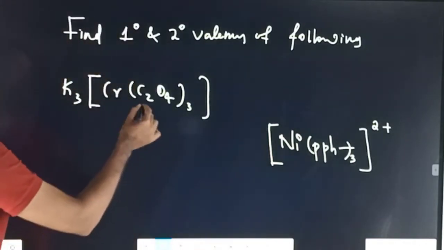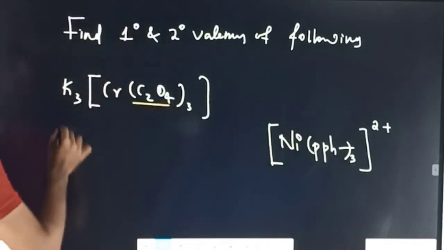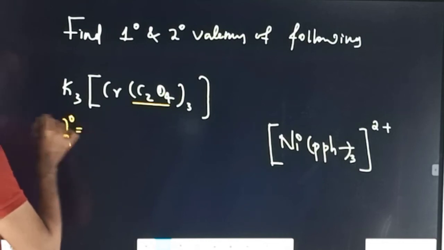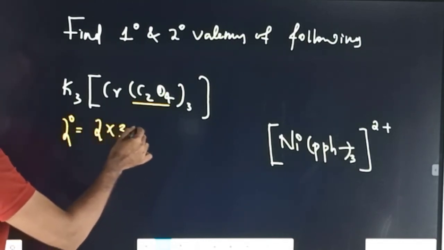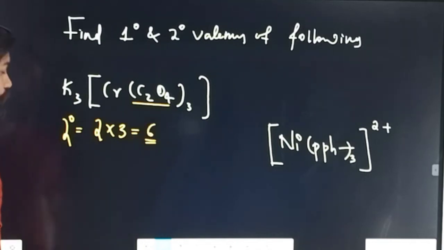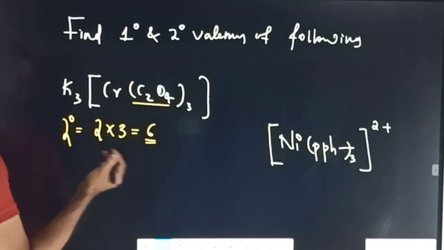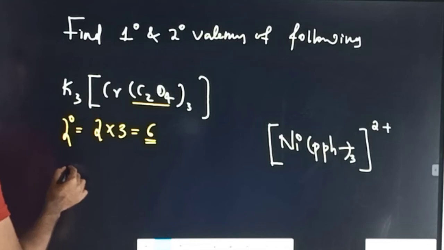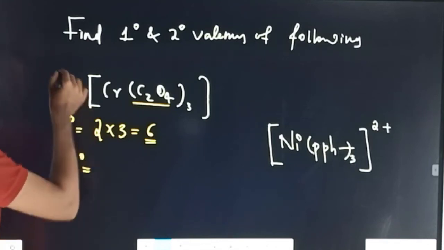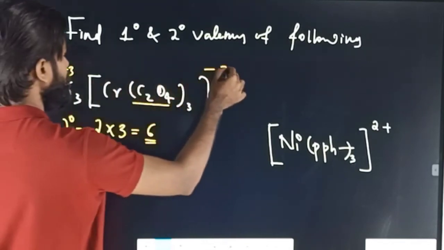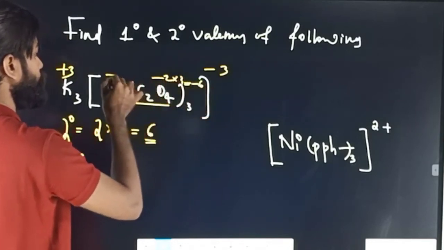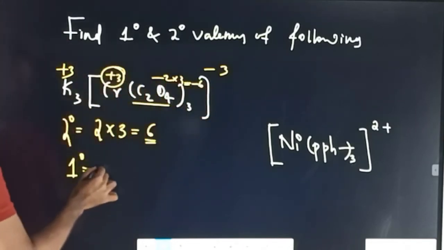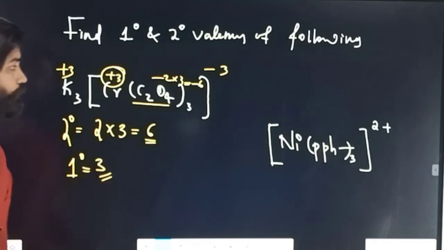Fine. Here the ligand is oxalato, right? So first you find the secondary valency. Ligand is oxalato, denticity 2, number of ligands 3, so secondary valency is 6. What is the charge of the central metal? That is the oxidation state. So what about the primary valency? This is +3, so this will be -3, and -2 into 3, so this can offer -6. So the chromium will be +3. So the primary valency is 3.